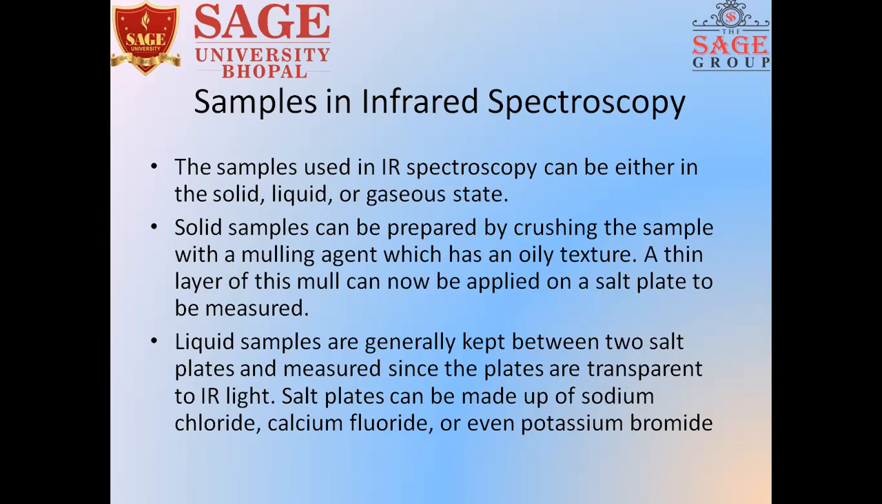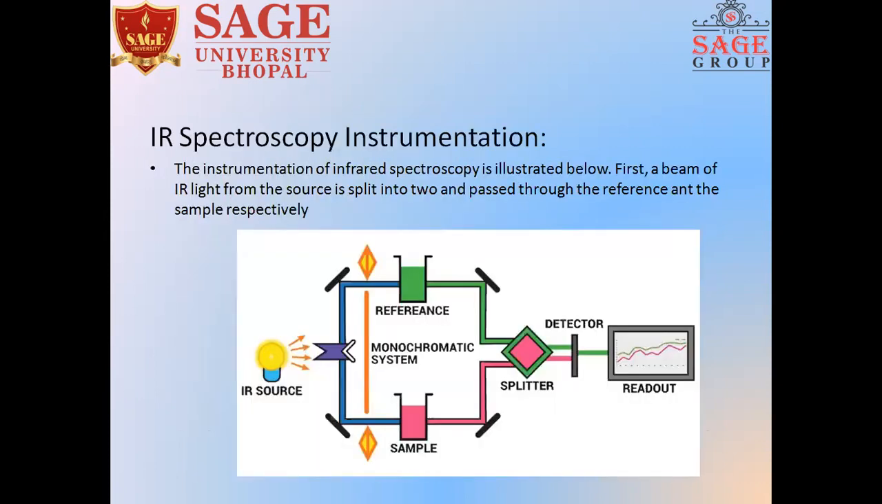For easier understanding, we can mix our sample with a salt, which can be sodium chloride, calcium chloride, or even potassium bromide, because these halide salts are transparent to the IR spectrum. So we can mix with this salt, and by a flat pellet maker or a hydraulic press, we can make a pellet, and that pellet can be kept in the IR spectrophotometer for testing purposes.